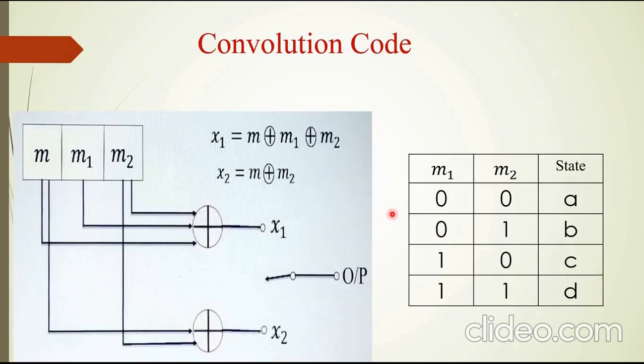Okay, now what about states? As I have told, M1 and M2 are the state of this encoder. Basically, M1 and M2 both denote the states of this convolution code. So the state of the encoder is predefined. Like, see, if I have M1 here and M2 over here, and defining states.